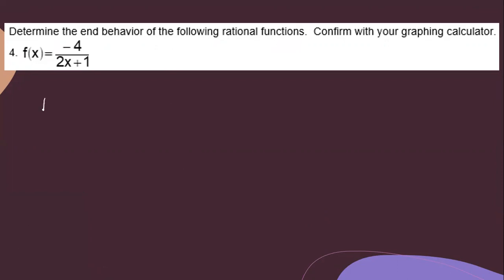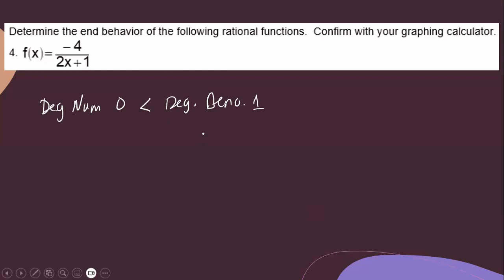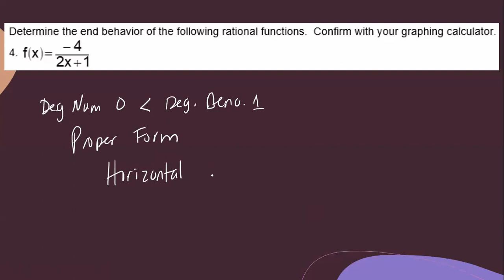So looking here, the degree of our numerator is 0. And the degree of our denominator is 1. And so the numerator is less than the denominator. In this case, when your numerator is less than your denominator, it is already in proper form. So since it's already in proper form, I know that I have a horizontal asymptote at y equals 0.